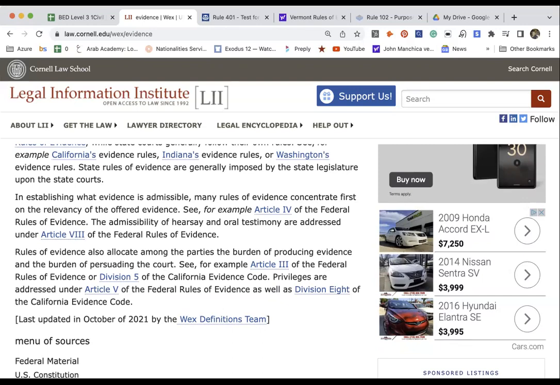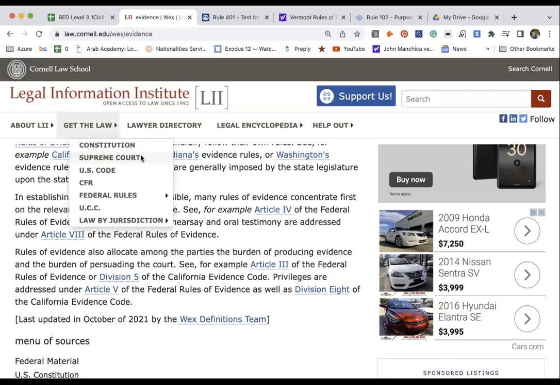Rules of evidence also allocate among the parties the burden of producing evidence and the burden of persuading the court. See, for example, Article 3 of the Federal Rules of Evidence, Division 5 of the California Evidence Code. Privileges are addressed under Article 5 of the Federal Rules of Evidence, as well as Division 8 of the California Evidence Code. So this here from Cornell Law School, the Legal Information Institute, is really helping us to focus on California law.